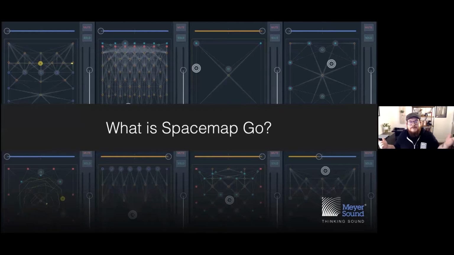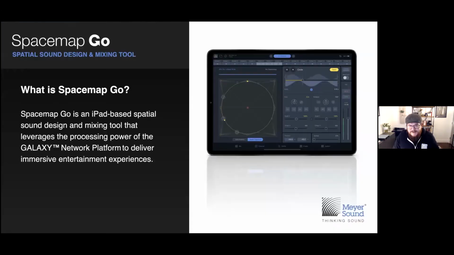So the question, of course, is what is Spacemap Go? Spacemap Go is the brand new immersive mixing platform that we introduced in October of 2020. Since the pandemic's been going on, most people haven't been doing shows, and it's a great time to learn, but it's also not a great time to release a product. So we've been doing these virtual events to try and spread the good news about Spacemap Go. We want to tell you about it because it's really exciting. This is the immersive platform that we just released for the Galaxy Network platform.